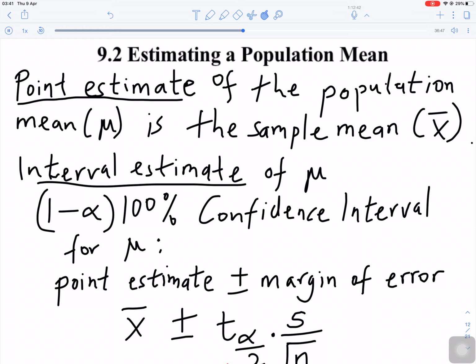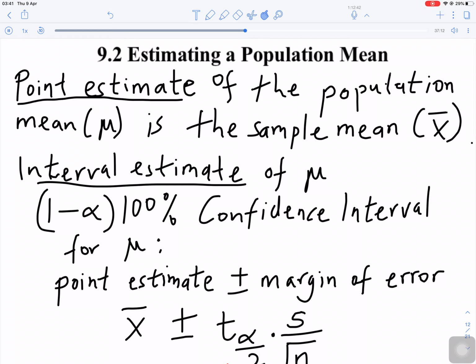So a point estimate of the population mean, mu, remember the population mean is denoted with mu, is the sample mean. So we estimate the population mean with the sample mean. And when we do that, we are doing point estimation. This is similar to what we saw under section 9.1.